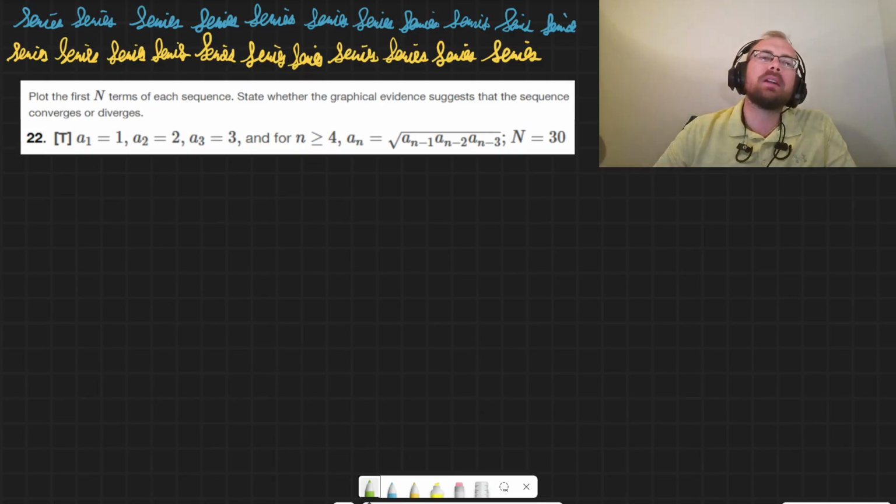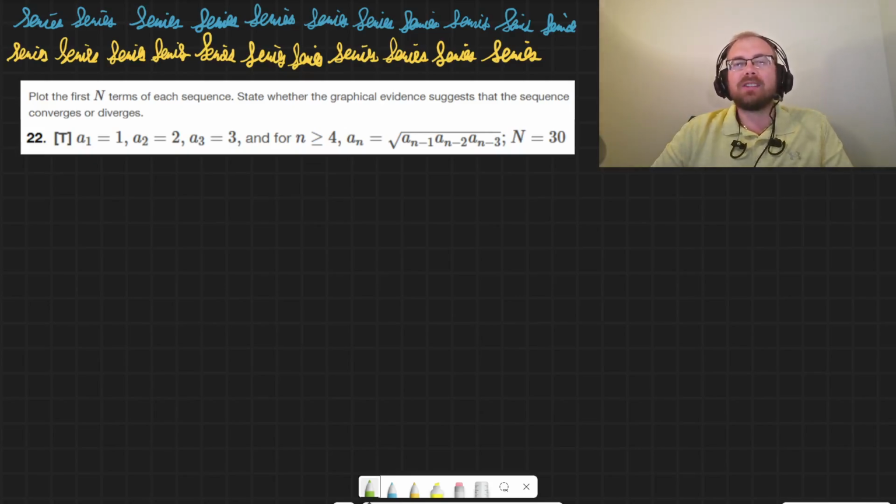We are plotting the first terms of each sequence, stating whether the graphical evidence suggests that the sequence converges or diverges. On the last one, 21, I just did it all in Desmos. This one I want to do by hand because it's really similar to 21, but there's a little bit of a difference, and I think we'll see what that is in a second.